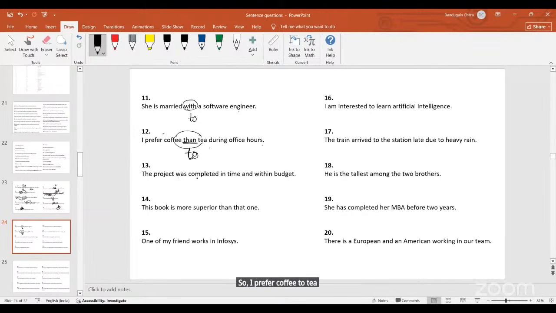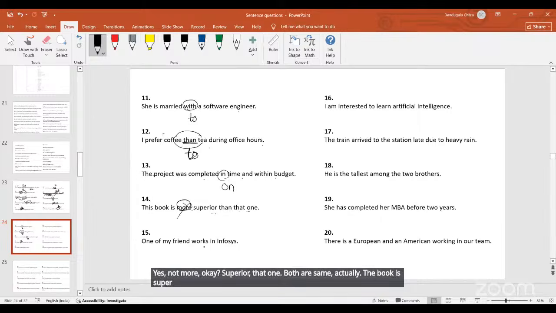Next, the project was completed in time and within budget. On time. Yes, on time. It's not in time, it's on time. Next, this book is more superior than that one. This book is superior to that one, sir. Yes, not more. Okay, superior to that one. The book is superior to that one.